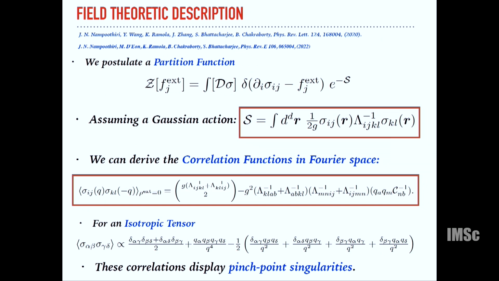This exact theory has no Q dependence because of this. But another point I would like to make is that if you did not impose this constraint, and you just had a Gaussian action, you would get the usual 1 over q squared dependence.